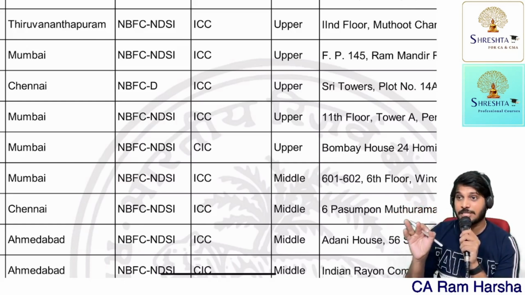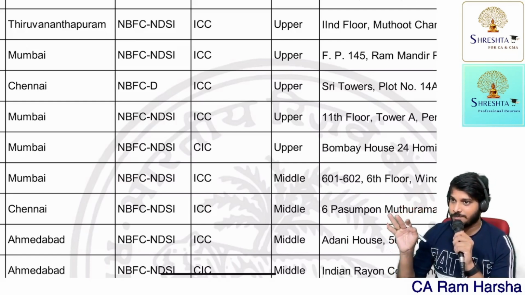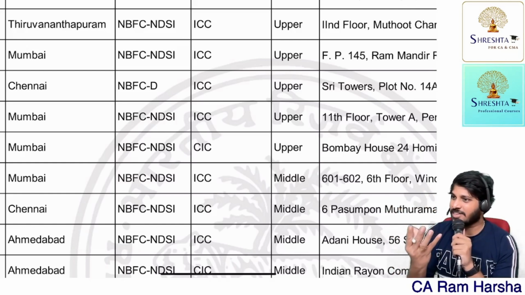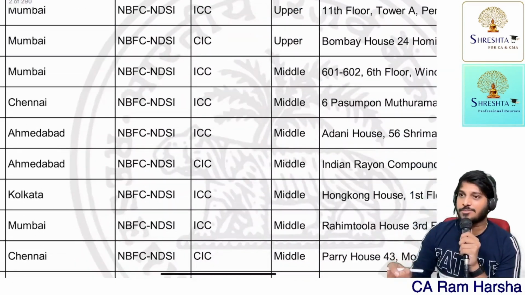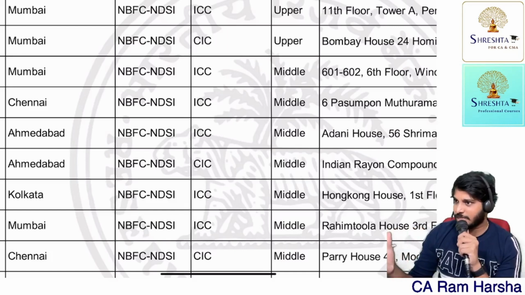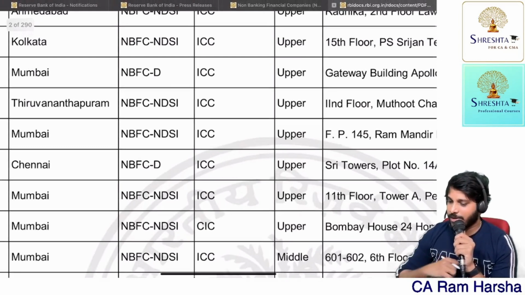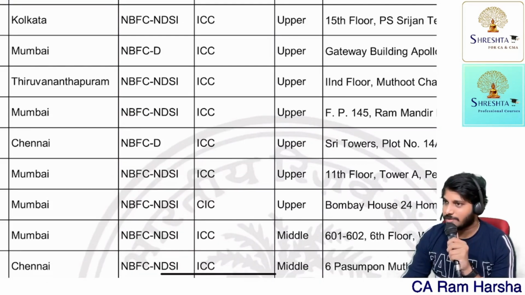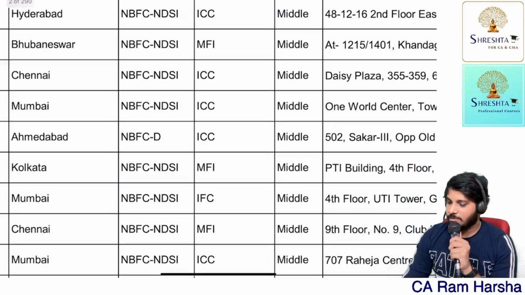If 90% of the total assets are represented by investments, getting the point? Then we call that company a core investment company. The core activity is investments. There are so many core investment companies in India, but only Tata Sons comes under the upper layer. And you see, in the NBFC upper layer, most of the companies are investment credit companies. Then they have given the middle layer list.